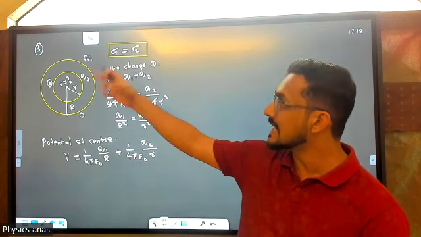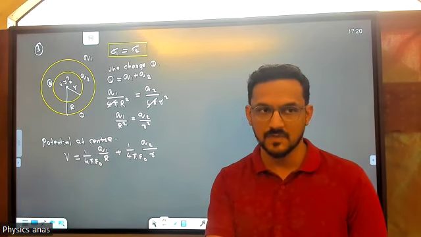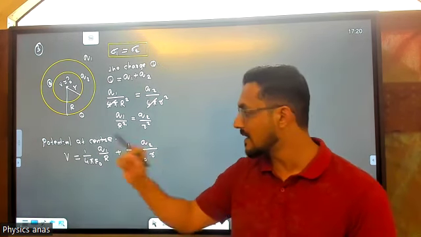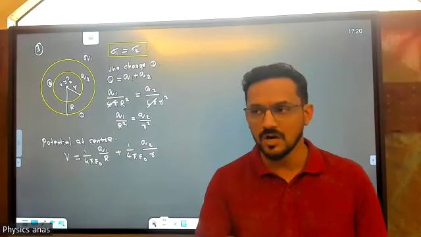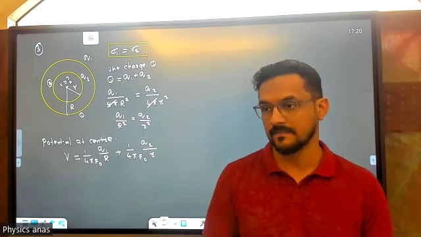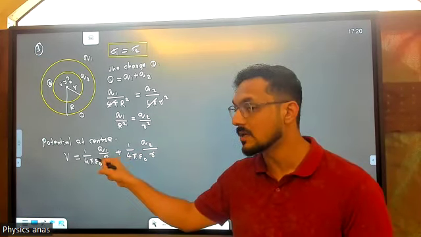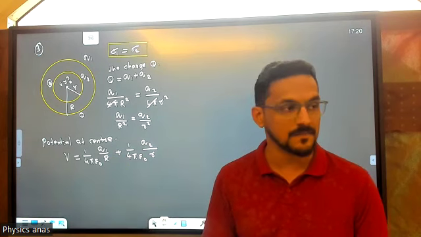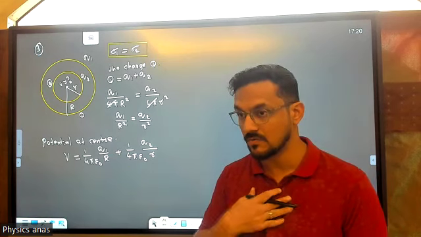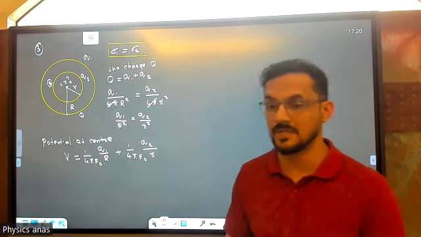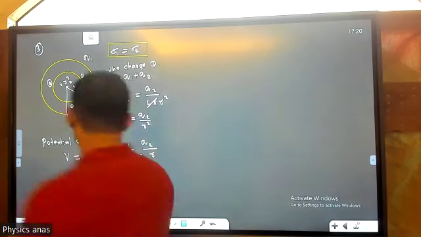But it is related to capital Q. So the answer must be in terms of capital Q, capital R and small r. That means the answer must be in the terms of the question. This is not in the terms of the question. Did you get it? We are taking Q1 and Q2 equal to capital Q for our convenience. So the answer should not be like this. So you have to convert it.